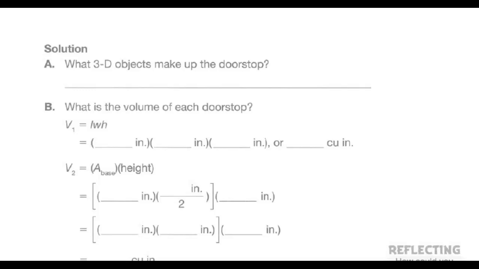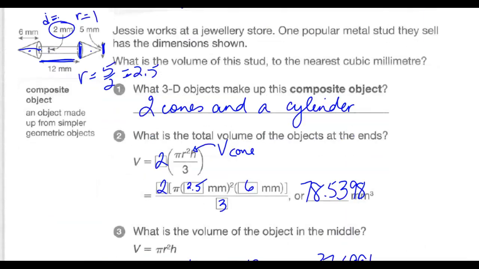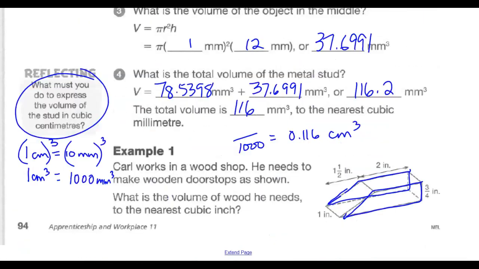Now it says here what 3D objects make up the doorstop. Okay, so based on what I was just saying, I was saying, okay, well, we could cut it into two parts, or we could use the fact that it's a trapezoid and call it a trapezoid prism and calculate it that way. What the workbook has done is split it into two parts. So we'll do it that way, but just realize that there's more than one way.